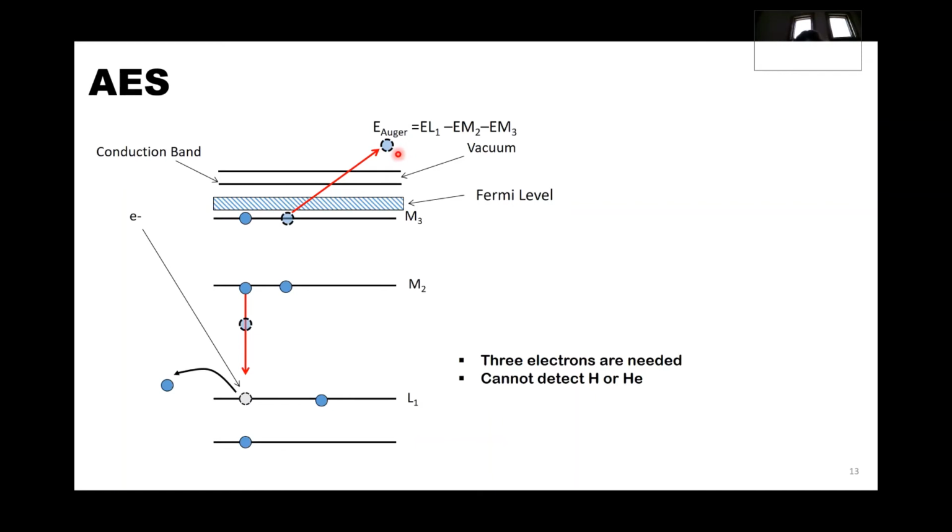And here's how you calculate the energy of this Auger electron: the energy of this level, minus the energy of this level, minus the energy of this level. And let's work out a problem where we go through this and compare the emission of Auger electrons with that of X-rays, because it's actually a very similar process in the electron microscopy world.